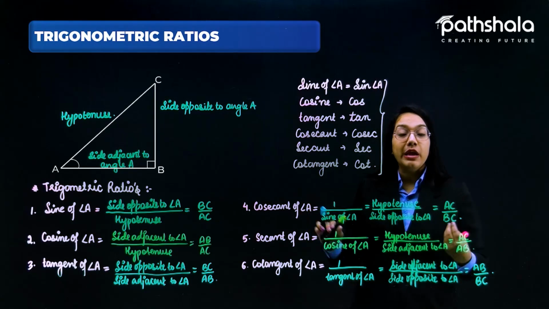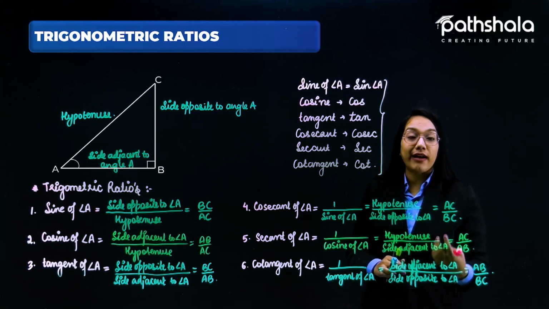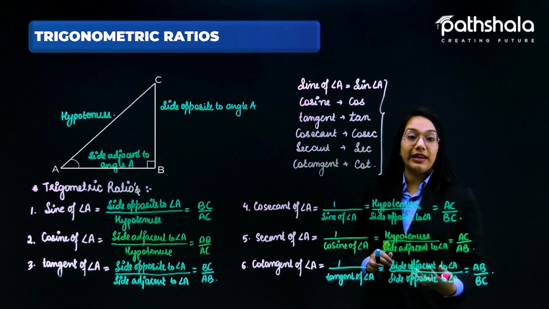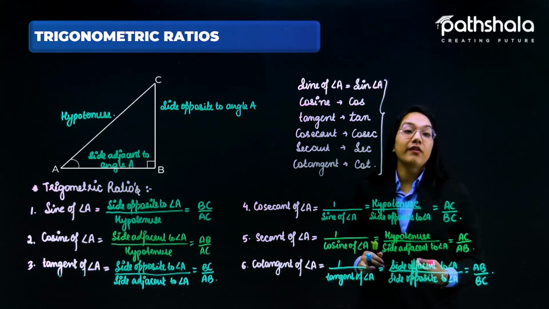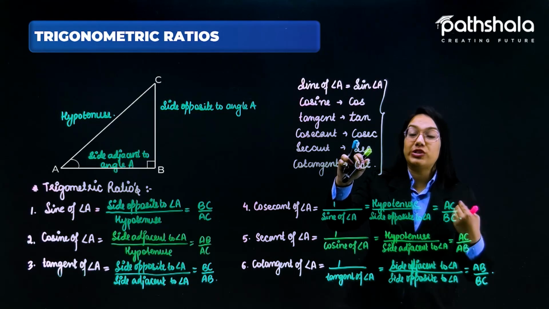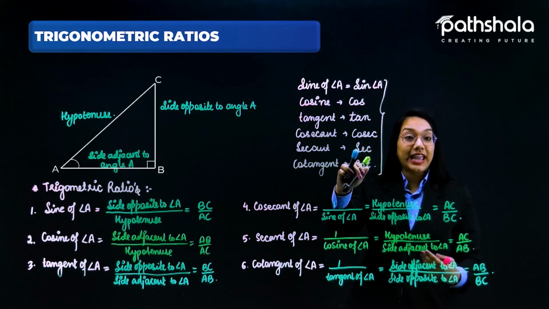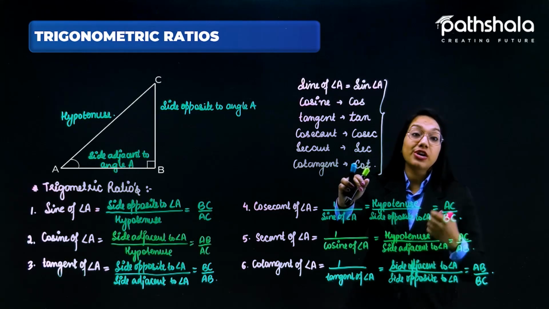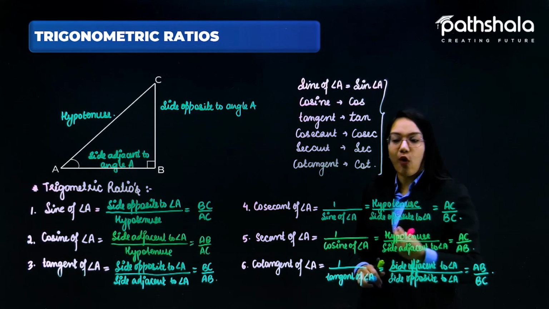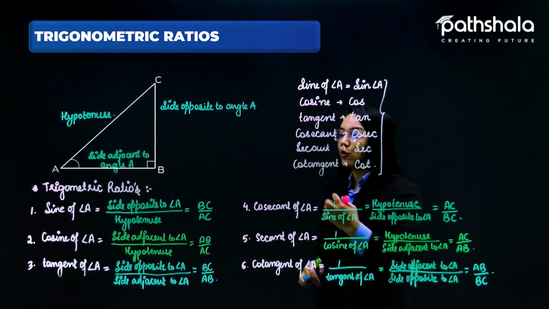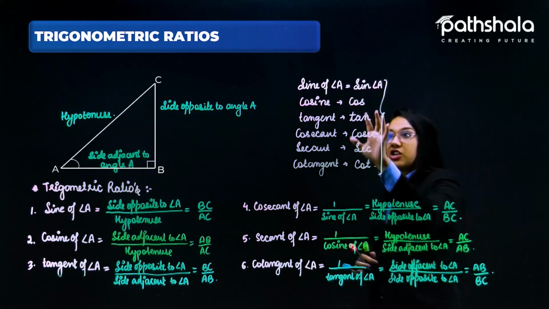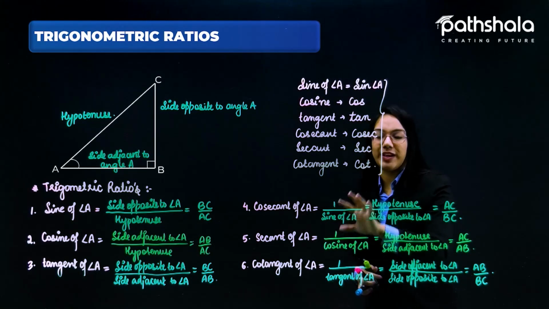So always remember, whenever we are talking about sine of angle A, we mean sin A. Whenever we are talking about cosine of angle A, we use cos A. Whenever we are talking about tangent of angle A, we use tan A. And further, cosecant, cosec A; secant, sec A; cotangent, cot A. So these are the basic abbreviations that we are going to use in place of sine, cosine, tangent, cosecant, secant, and cotangent.